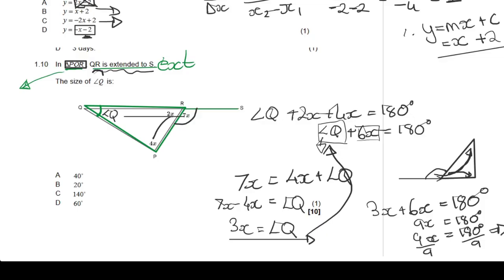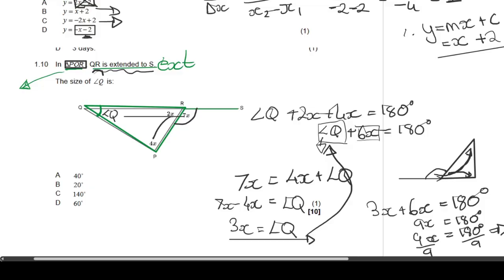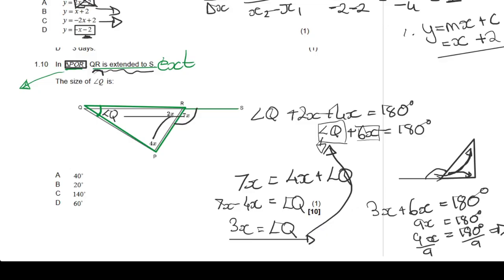Therefore, x will be equal to, what is 180 divided by 9? It's 20. So x is equal to 20 degrees, right? So is this the answer?